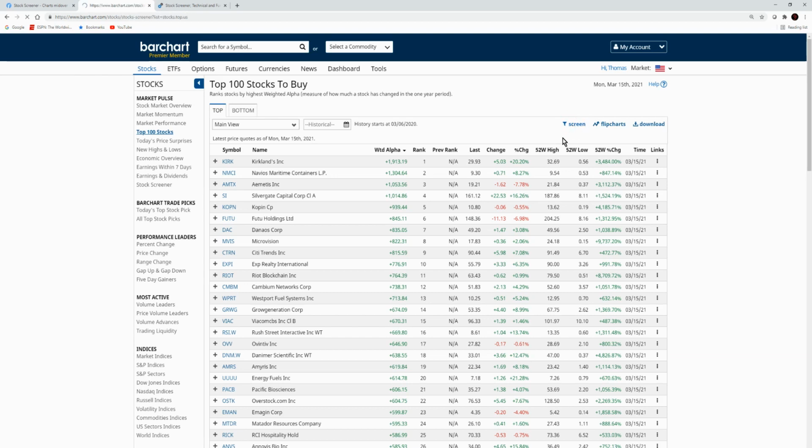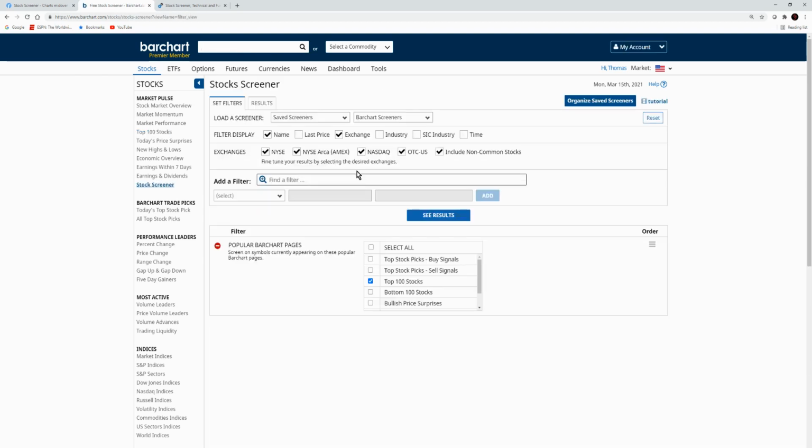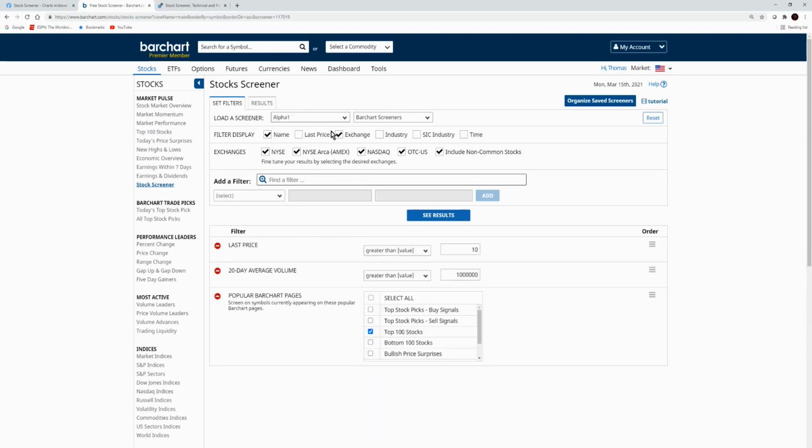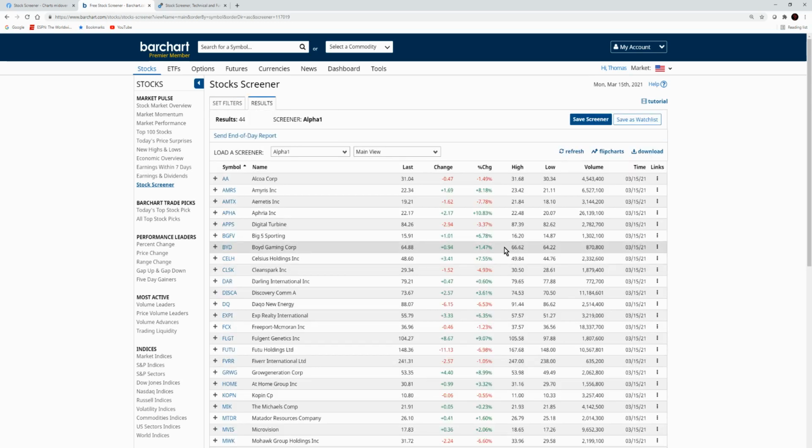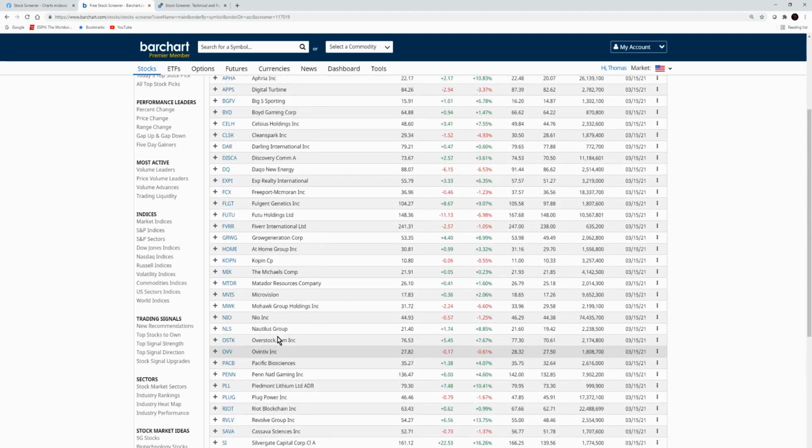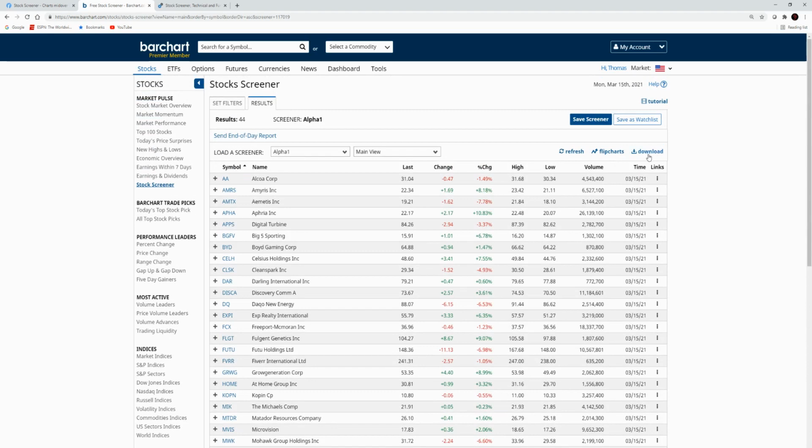So I do have some screeners in here, and a lot of my screeners have the basic principles. Like Alpha 1, I want the average volume to be greater than 1 million, and I want the price to be over 10. Pretty simple stuff, and that way you're getting actionable, optionable stocks. You're getting a smaller list for sure.